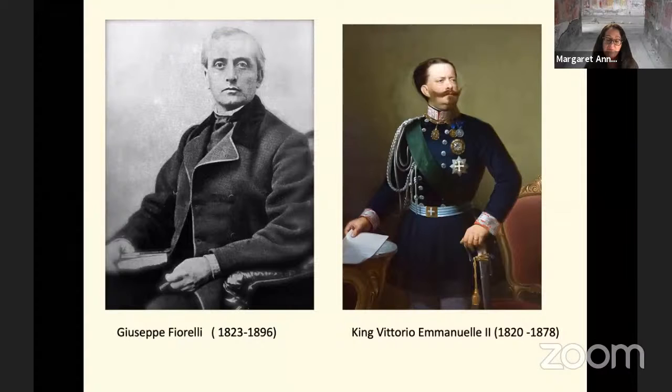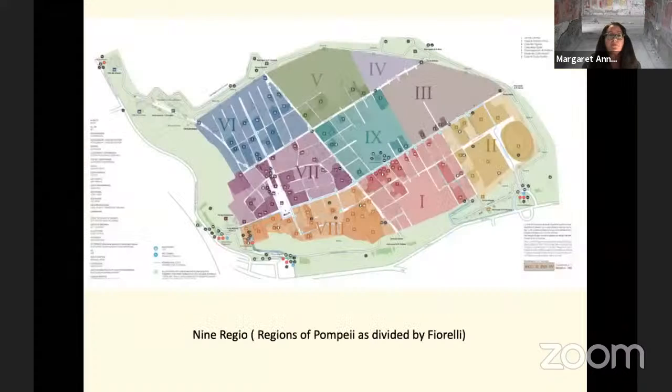Another way Fiorelli established order at the site was to divide the town into reggios, insulae, and entrances, or basically regions, blocks, and house numbers. I'm showing you, I know it's hard to read the map, but you can at least see this is the layout of the 9 regions of Pompeii, right? And you see that they're numbered with Roman numerals, and they're of course still in use today.